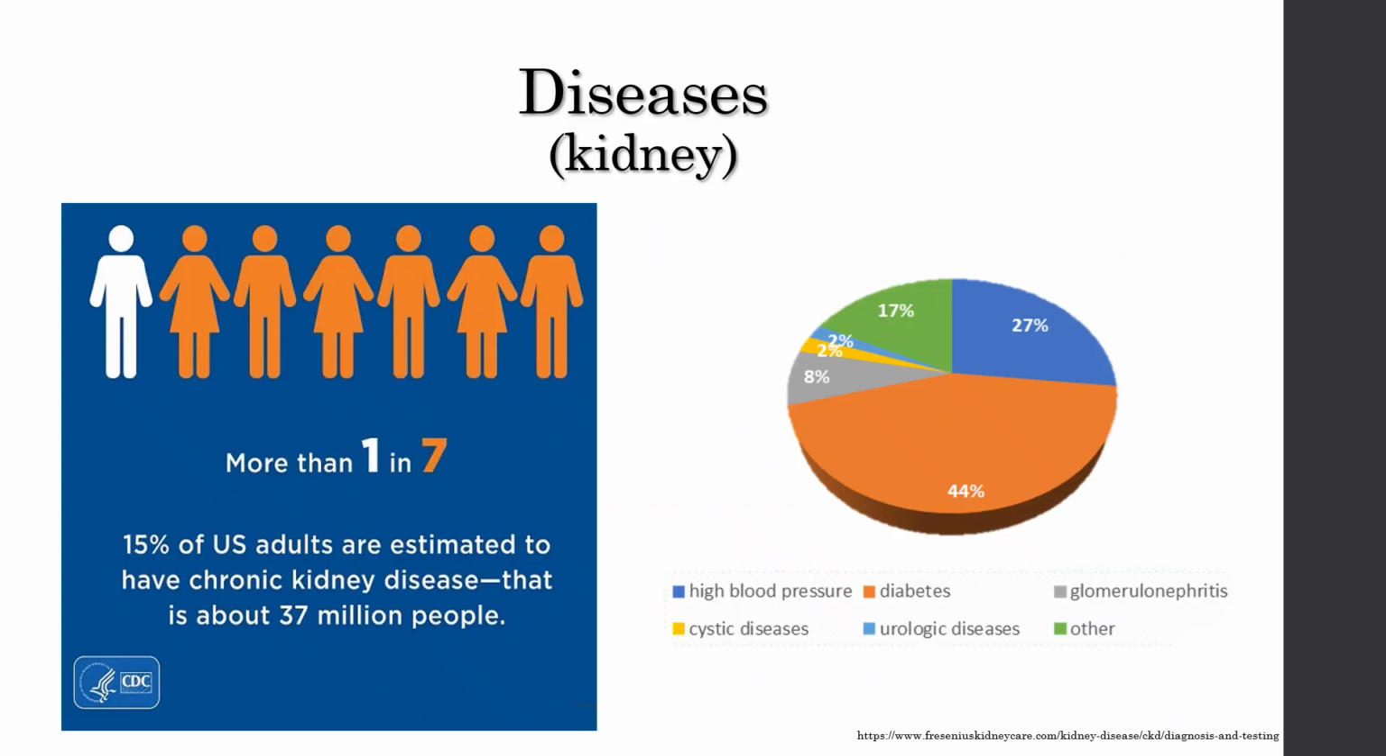Here's a statistic that tends to surprise people. More than 1 in 7 U.S. adults has chronic kidney disease. That's roughly 37 million people, many of whom don't even know it yet.